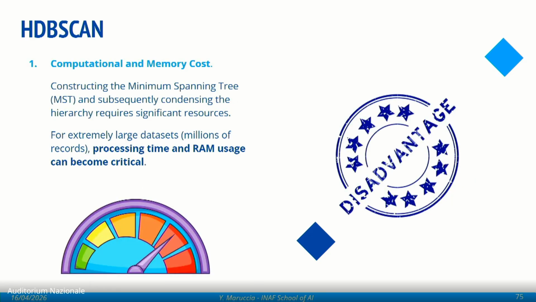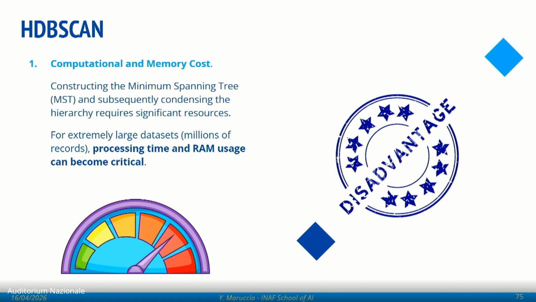Another aspect, this is a disadvantage, is the computational and memory costs. But remember that the difference with the DBSCAN is that the HDBSCAN could be parallelized, so we can split the processes, while the DBSCAN is not parallelized, and this is a problem because it has a very high computational cost.